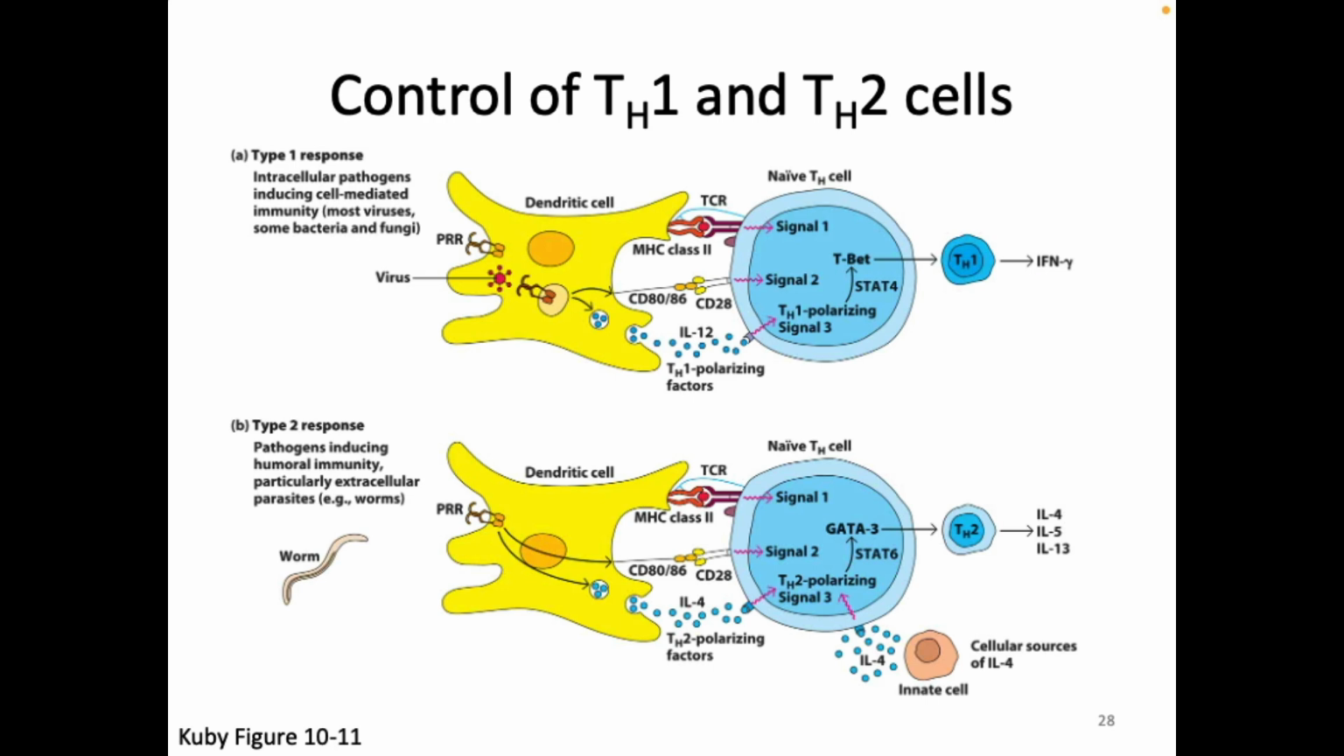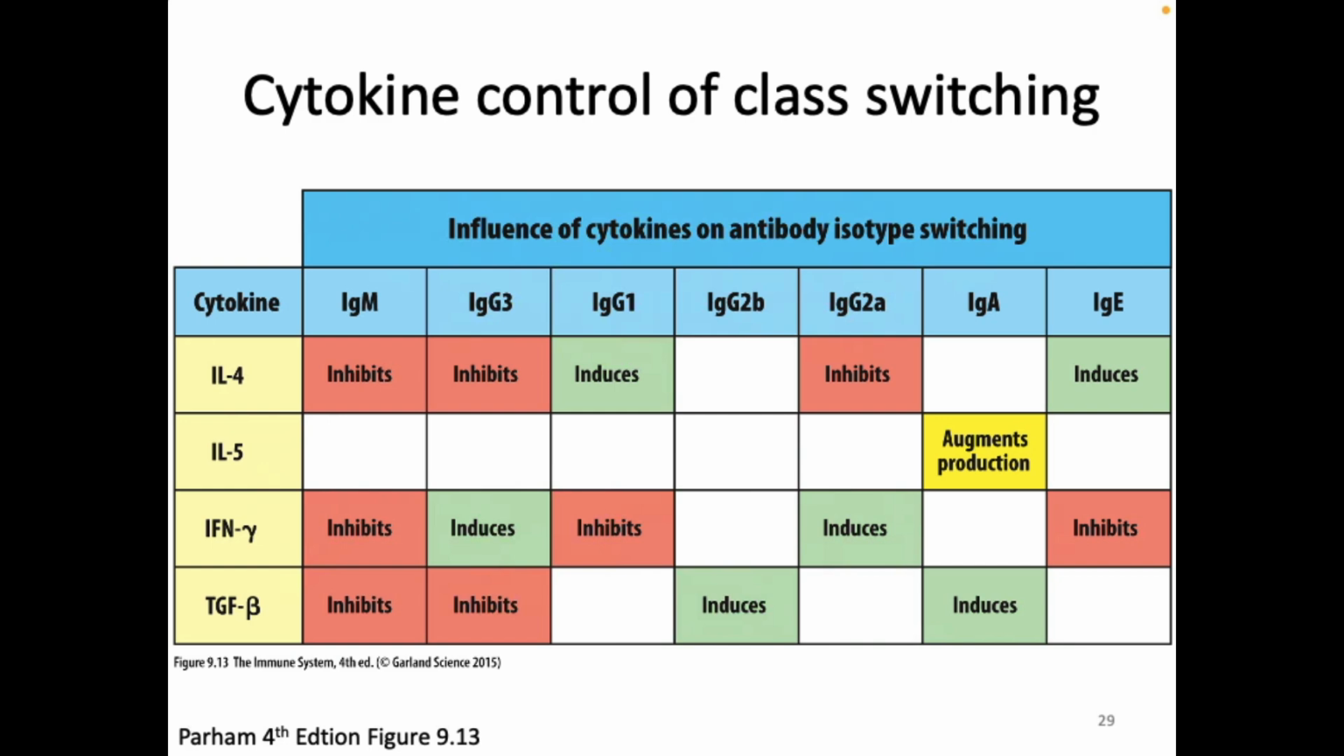One other thing that we have noticed here is that a lot of these cytokines also really control class switching. And so if we think about cytokines like interferon gamma, which is made by a Th1 cell, you can see that interferon gamma tends to induce class switching to things like IgG3 and IgG2A. Those are really good at dealing with viruses. So again, we're getting class switch towards antibodies that are particularly useful in this situation.